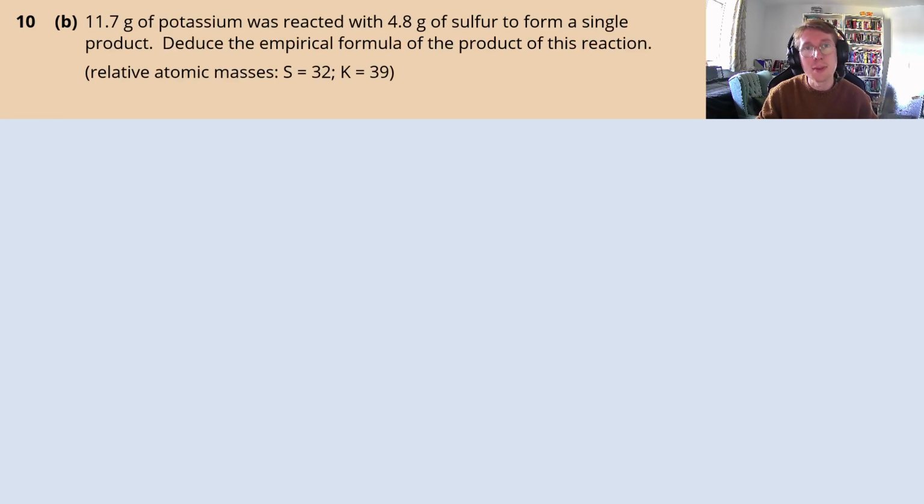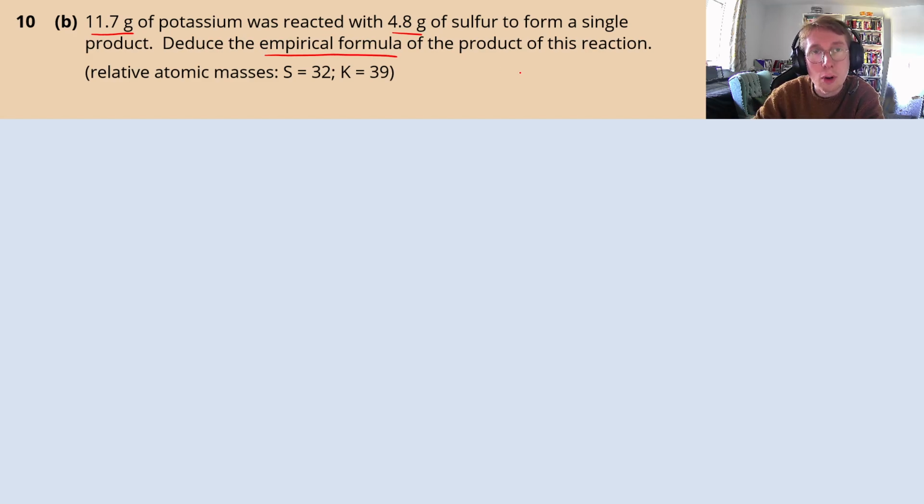Okay, you might be given some information about a chemical reaction that's happened. So let's go through this example. Now this would be worth 3 marks, and you have to show your working here, because if you don't show your working and you just write the answer, you won't get the marks for this type of question. So it's telling us here that 11.7 grams of potassium was reacted with 4.8 grams of sulfur to form a single product. We want to deduce or figure out the empirical formula of the product of this reaction.